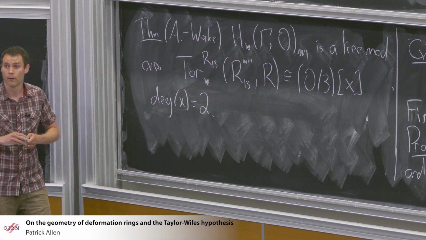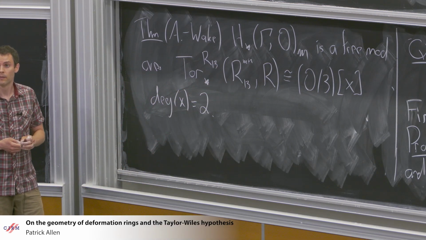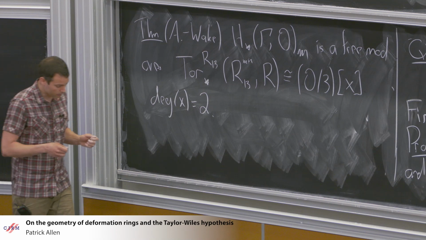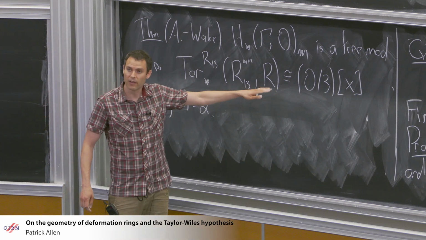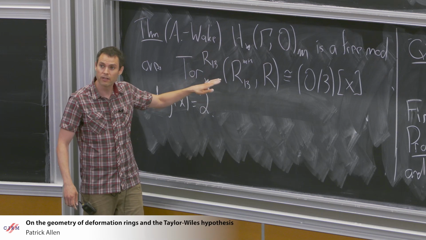Yes? Can you interpret this action of X as some kind of derived Hecke operator? Yeah, that's a good question. It's going to be very apparent in the proof where this is. So in fact, these are just diamond operators that are happening.